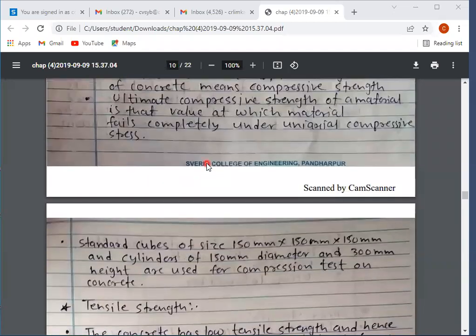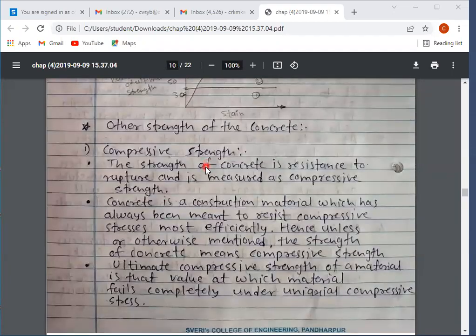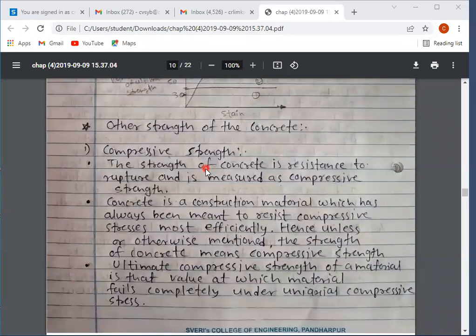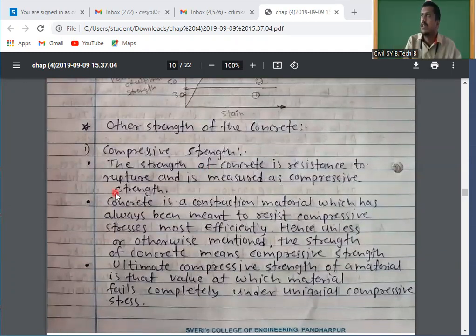Tensile strength, I think compressive strength you all are aware how we are going to calculate, but still if you are not aware, I will explain how we are going to check the compressive strength of the given concrete. For checking the compressive strength of the given concrete, we are going to use concrete cubes.